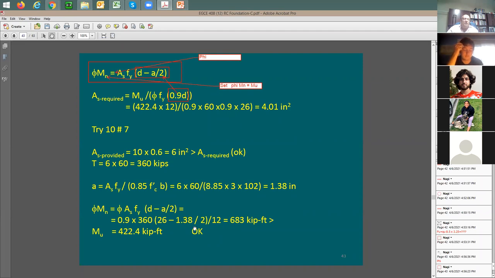In order for me to come up with an estimate of the reinforcing needed, I assume that M sub U is going to be the same as φMn, which is true. You wanted φMn to be at least equal to M sub U. And for d minus a over 2, I assumed it to be 90% of d. Someone could have done it and said maybe 95%. You can say fine, you can do 95%.